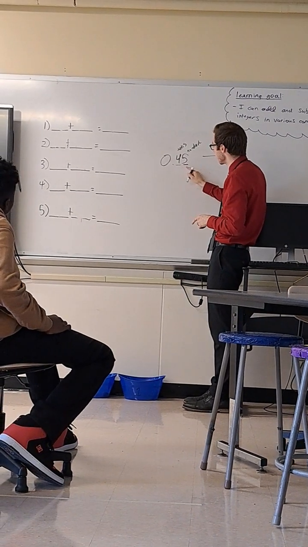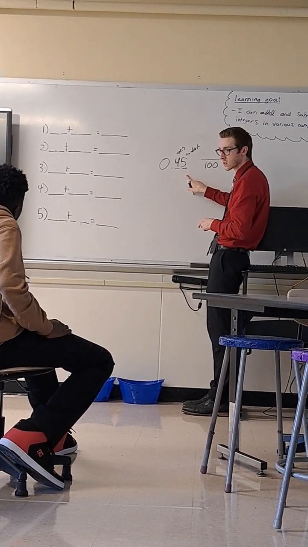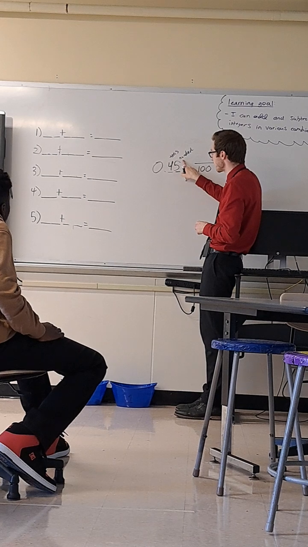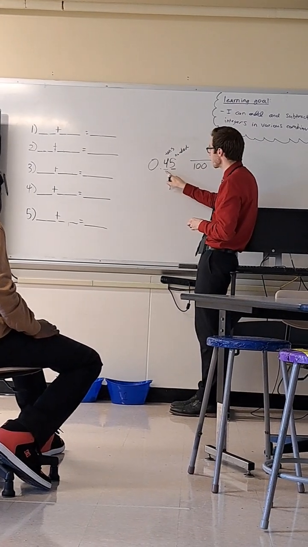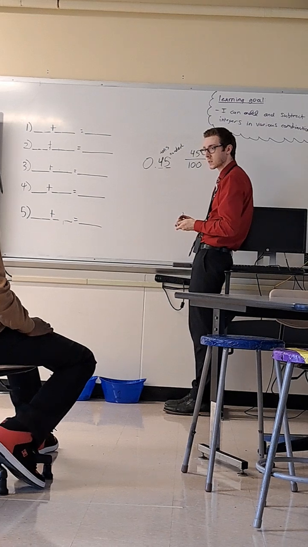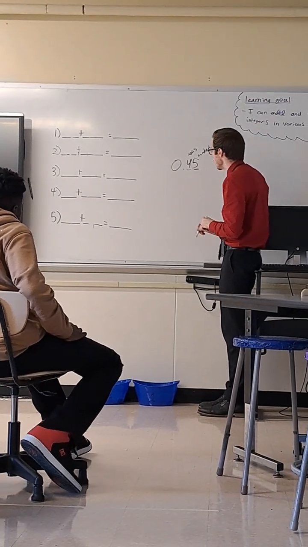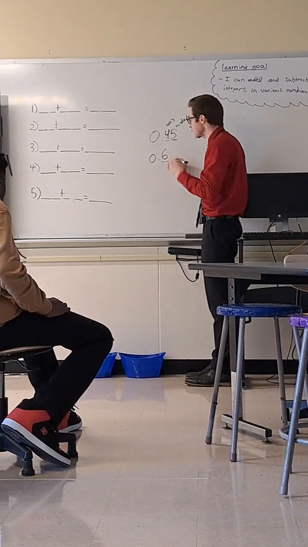This is out of the 100 pieces. That's the biggest place that I have. So this would be 45 out of 100 pieces. How's that sitting with you? Okay. I'm gonna try 6. What place does the 6 live?